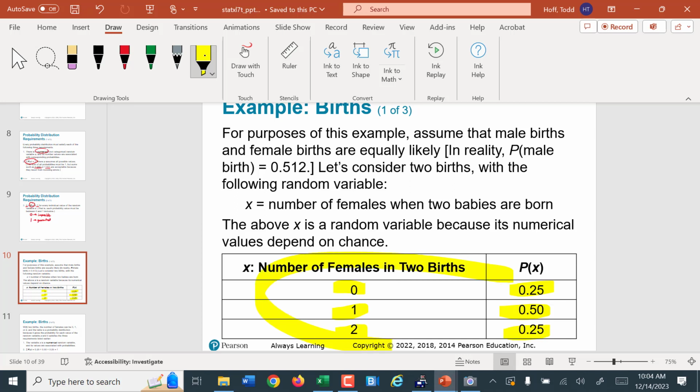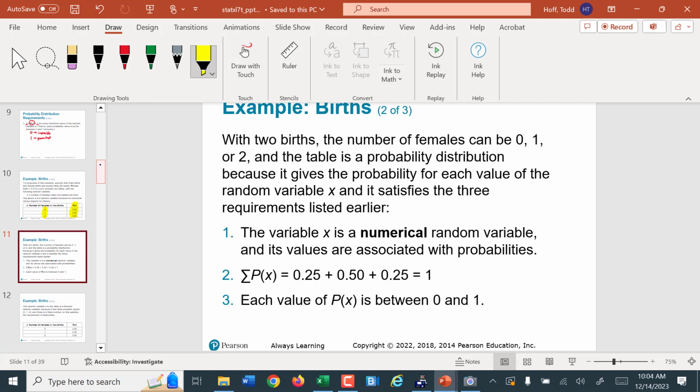This is a table representing that probability distribution, where this first number over here represents the value of the random variable, 0, 1, or 2, and this column here is representing the probability of that value occurring for the random variable.